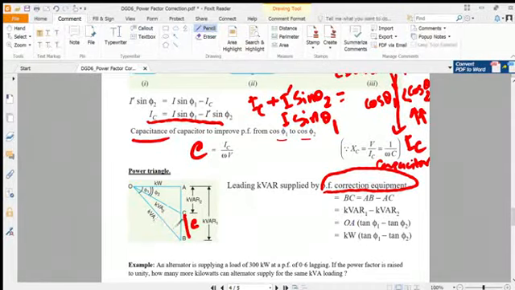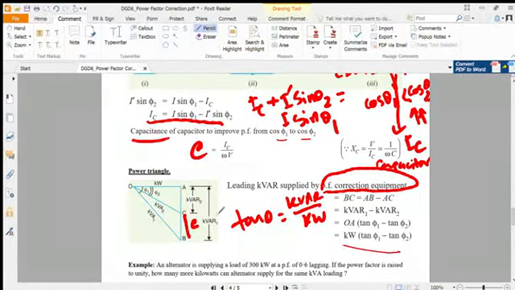The improvement is BC, which equals the big one AB minus AC kVAr. According to the formula, tan theta equals kVAr divided by kilowatt. If we put this formula over here, we'll get this. Now let's see some examples.